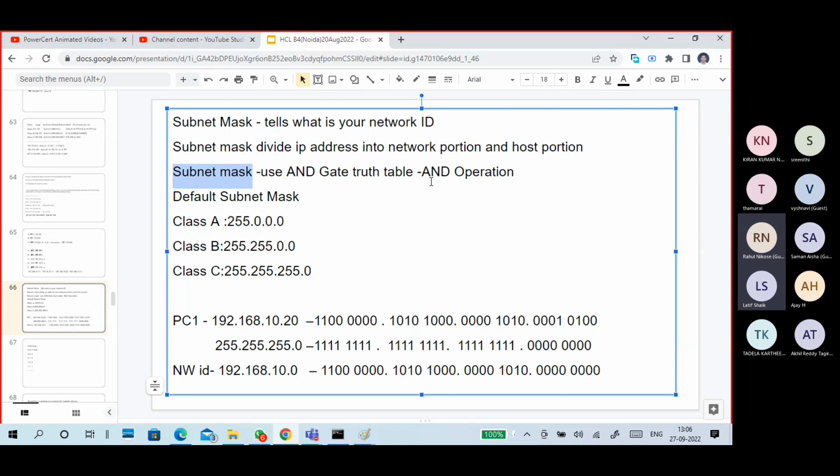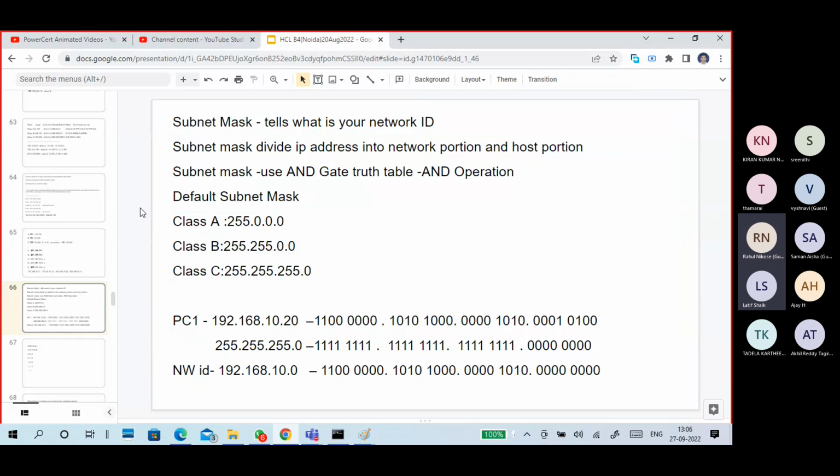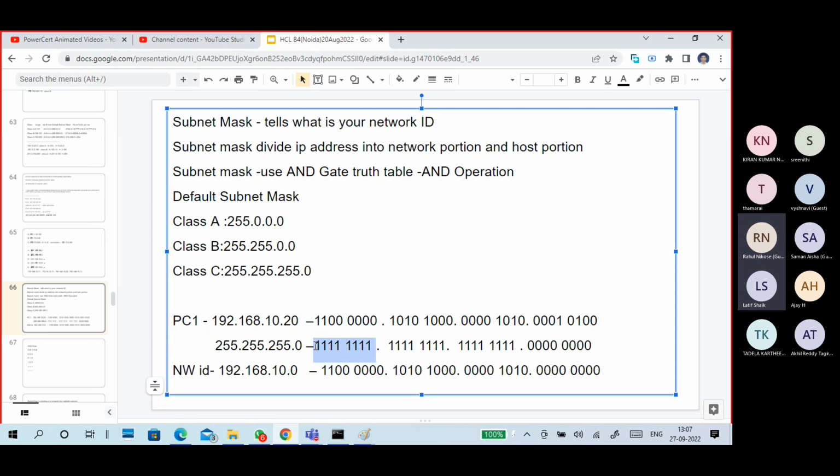Okay. Default subnet mask: whenever you are using an IP address based on class A, class B, or class C, we have to use this subnet mask by default. 255.0.0.0, 255.255.0.0, 255.255.255.0. Very simple, guys. 255 represents all ones. The ones represent network portion, the zeros represent host portion.